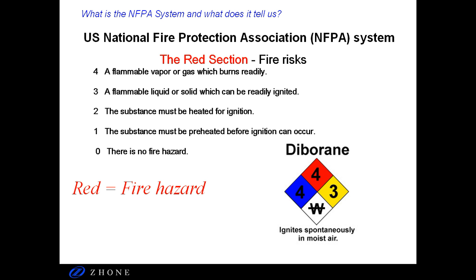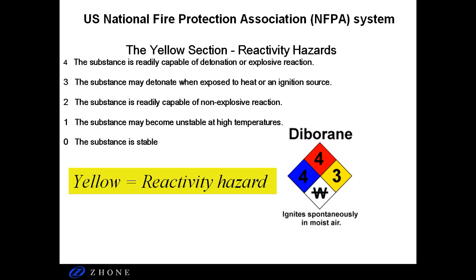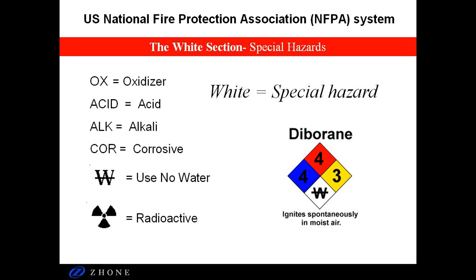The red section of the NFPA system rates the fire hazard. A rating of 0 to 4 rates the risks. A low number means there is no fire hazard. A higher number means it burns more readily. The yellow part of the NFPA label communicates reactivity hazard. A low number indicates a more stable substance, whereas a higher number shows the substance could be readily reactive and explode. Again, the numbers are 0 to 4. The white area of the NFPA labeling system communicates any special hazard associated with the chemical. Some examples are listed on the left.